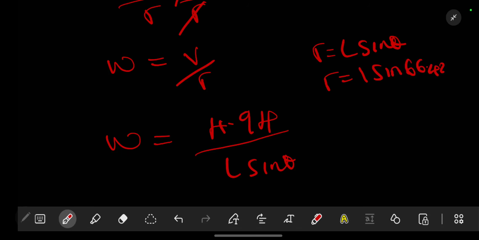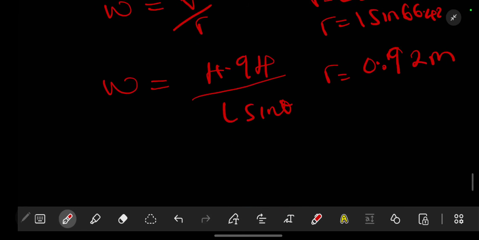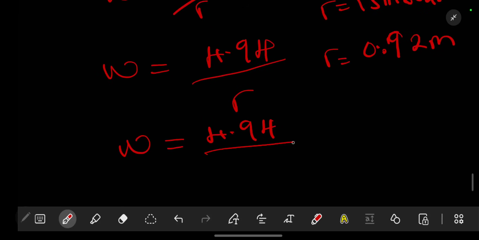So the 1 sine of 66.42, we are going to get a value of R should be equal to 0.992 meters. So you can just now replace, even if you were to do that, it will still be the same. So we have 4.94 over our R, which is 0.92. So we are going to have 4.94 divided by our 0.92. This gives us a value that is equivalent to, oh, there's a slight mistake.